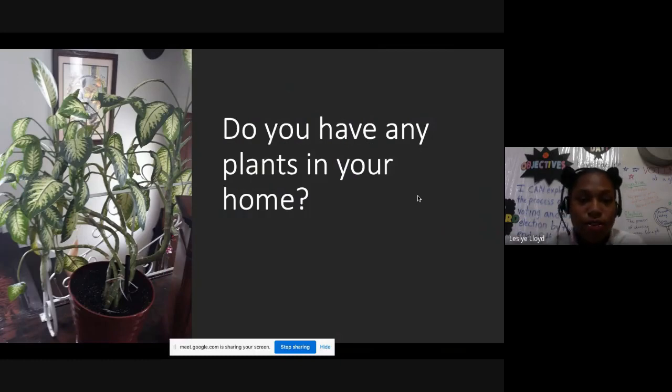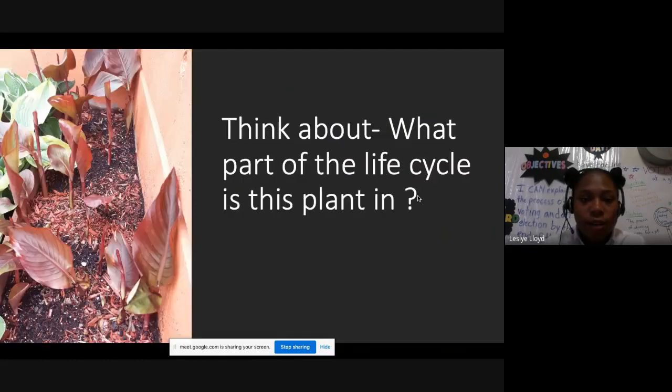And next, do you have any plants in your home? Maybe you have a flower pot at your house, with a plant that you are taking care of. And also something else to think about, what part of the life cycle is this plant in? Is this a little seedling? Or has it already done all of those stages and is an adult plant? What stage of the life cycle is this plant in?